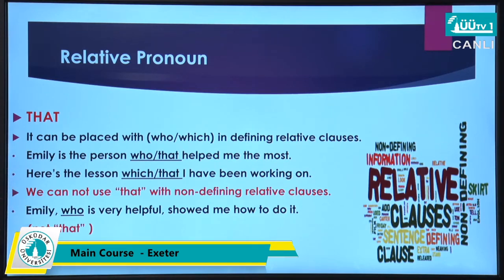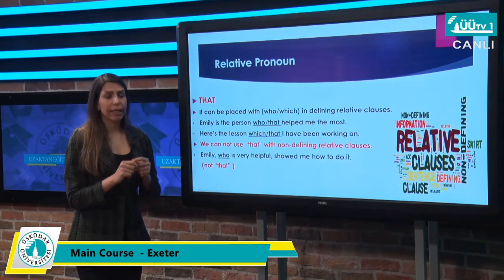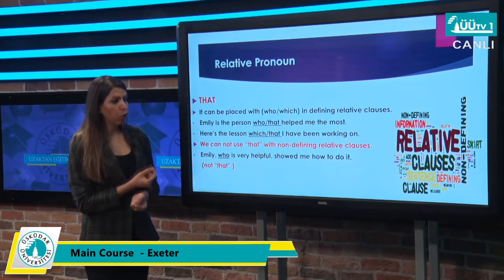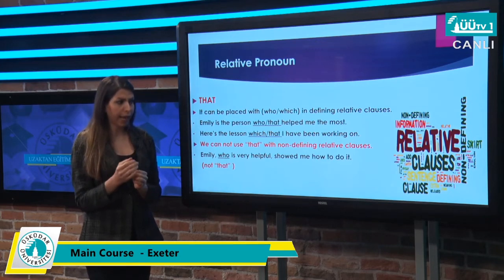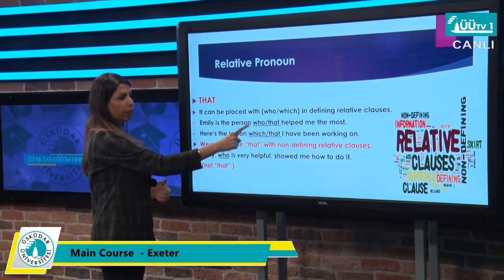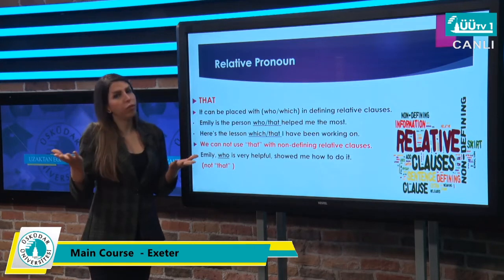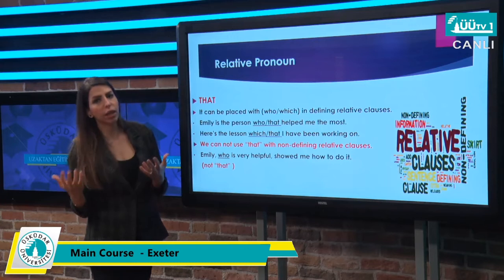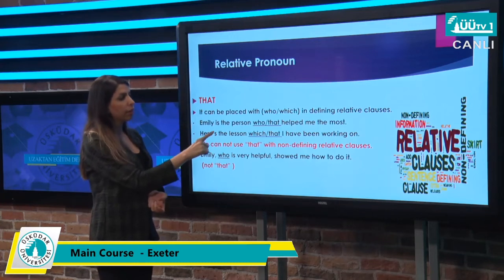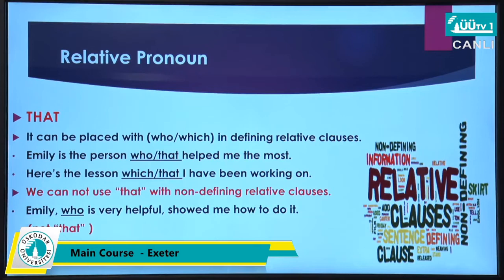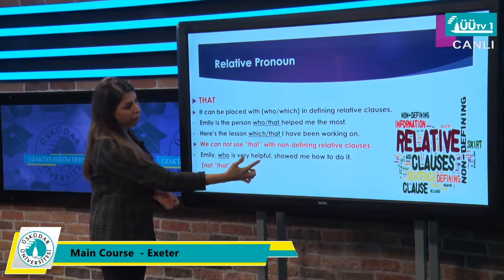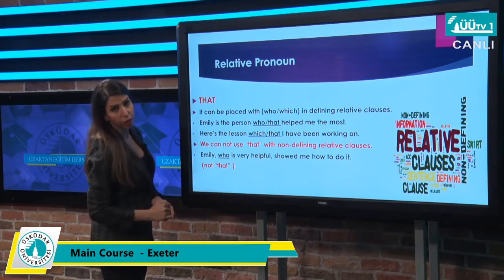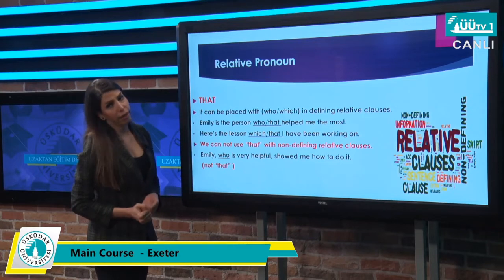Let's look at the examples. Emily is the person who or that, both are correct, who or that helped me the most. Because we are talking about a person, for sure we use who, and because it is defining, I can use that as well. Or here's the lesson which or that I have been working on. Again, because it's not a human being, I use which or that because they are defining. On the other hand, in this sentence, Emily, who is very helpful, it is a non-defining relative clause, so I cannot use that here, only who.